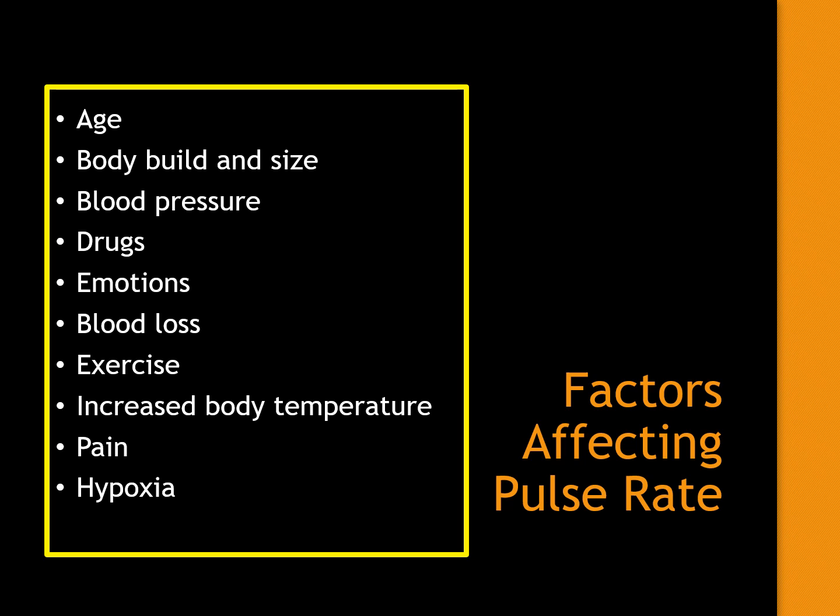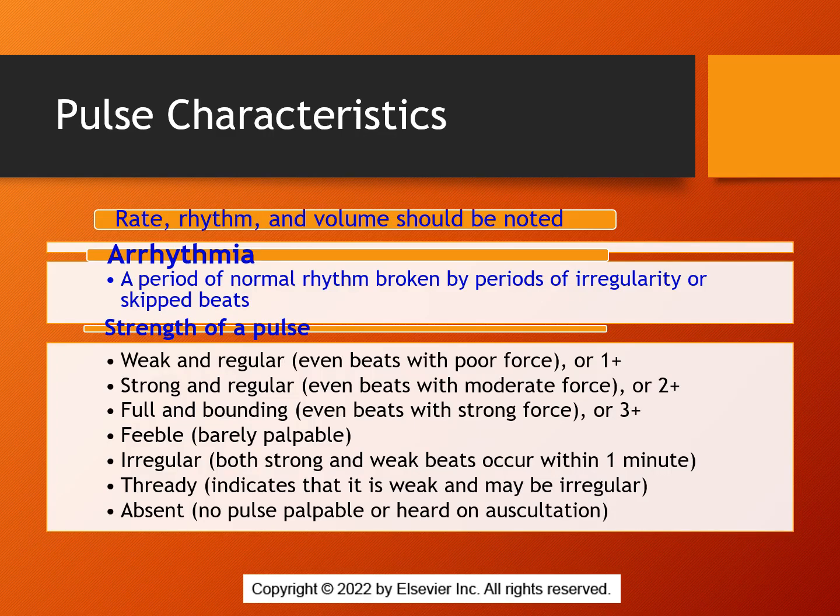Somebody has blood loss, if somebody's in like a car accident or something, they're going to have a very rapid, weak pulse. Sometimes we even call it thready because it's not regular. Okay, here we go. Arrhythmia. You think about rhythm. Rhythm is normal as a regular steady beat. Arrhythmia means it's irregular. It's not normal. It's going to have like skipped beats.